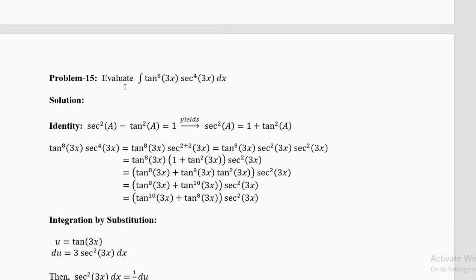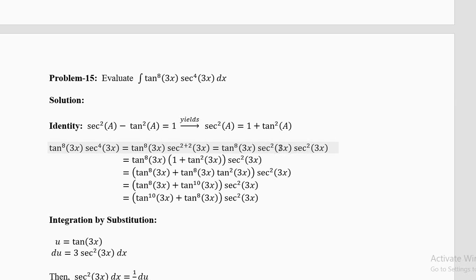Now evaluate tan power 8 secant power 4 3x. Now we have to use one identity, secant square a minus tan square a equal to 1, which is equivalent to secant square a equal to 1 plus tan square a. Now tan power 8 into secant power 4. Now the derivative of tangent is secant square. So one secant square will be consumed in the derivative with the number. The other secant square we have to convert into tangent square using this identity. So tan power 8 into secant power 2 plus 2, tan power 8, secant square, secant square.